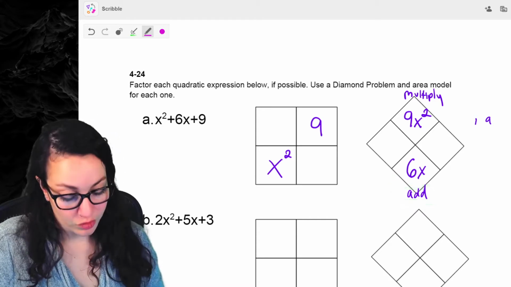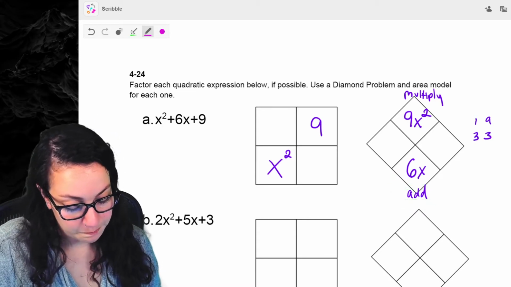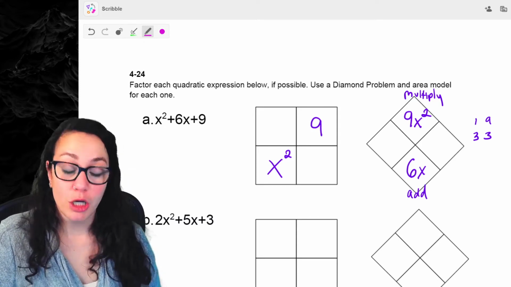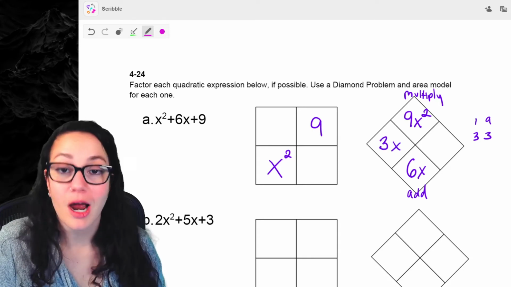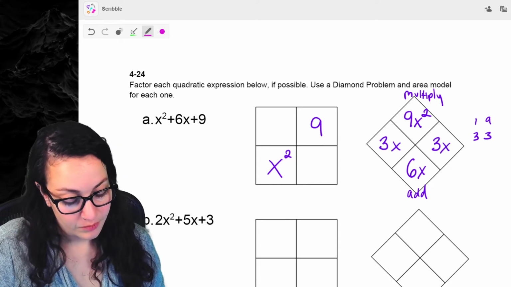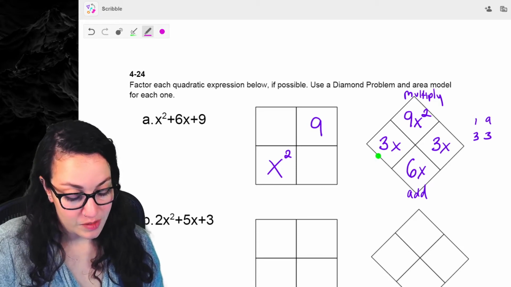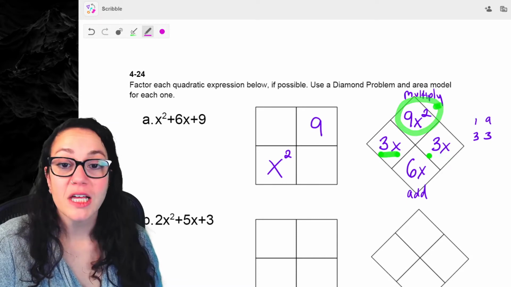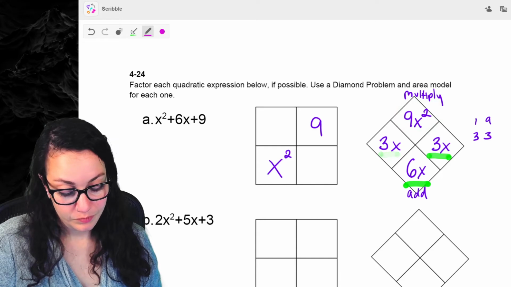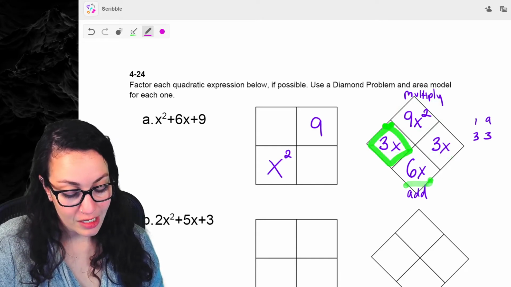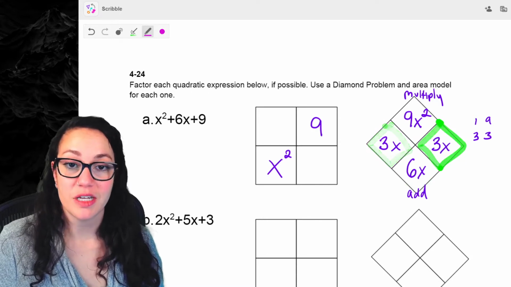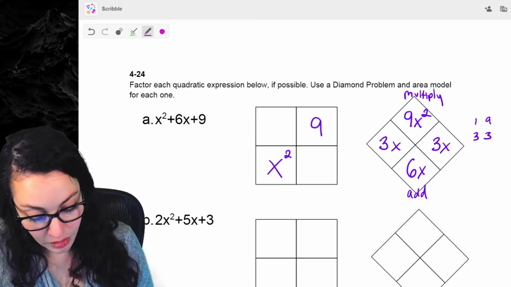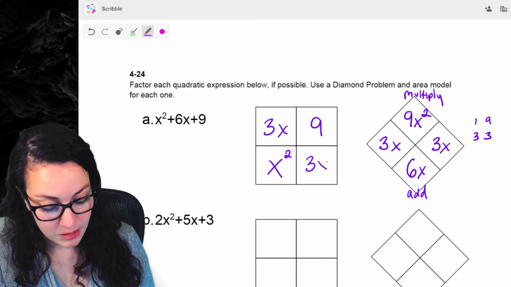So then the next factor of 9 would be 3, and it would be 3 and 3. And if I add those together, lo and behold, I do actually get 6. So now I know that in both boxes here, I put a 3x. So again, that's because 3x times 3x is 9x squared, and 3x plus 3x is 6x. Then I take the quantities that are in the sides of my diamond, and I put those into my area model. That's how I know how to break up my linear term. So I'm going to put 3x here and 3x here.